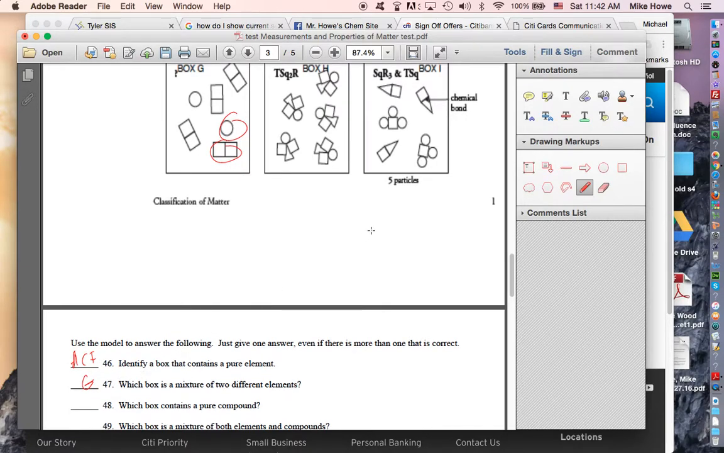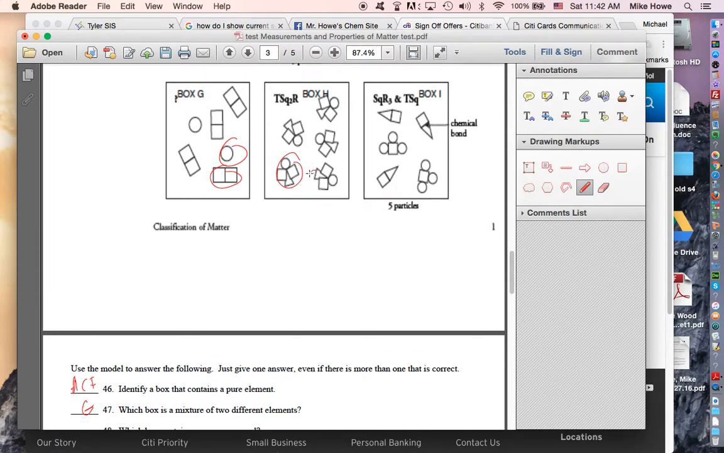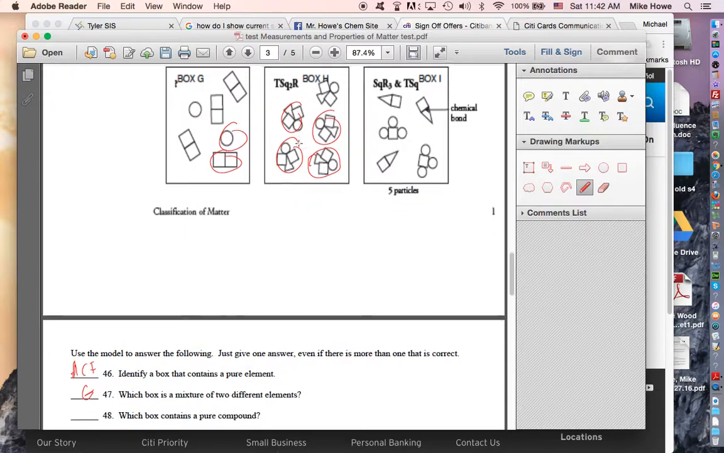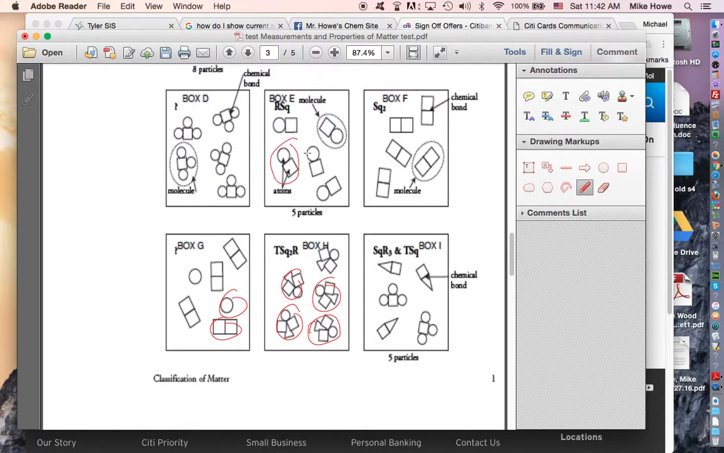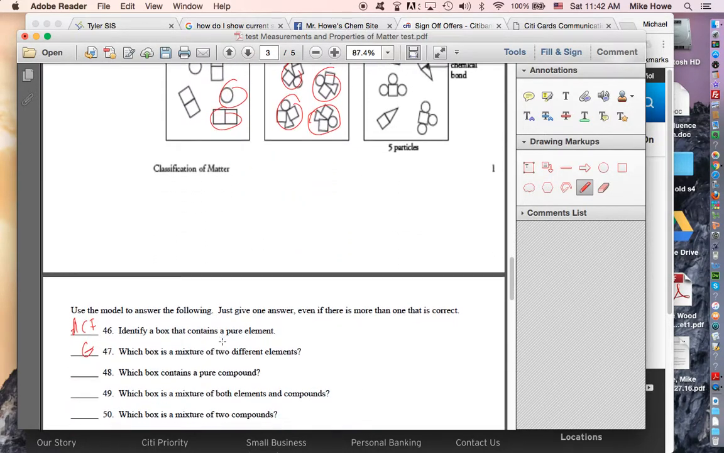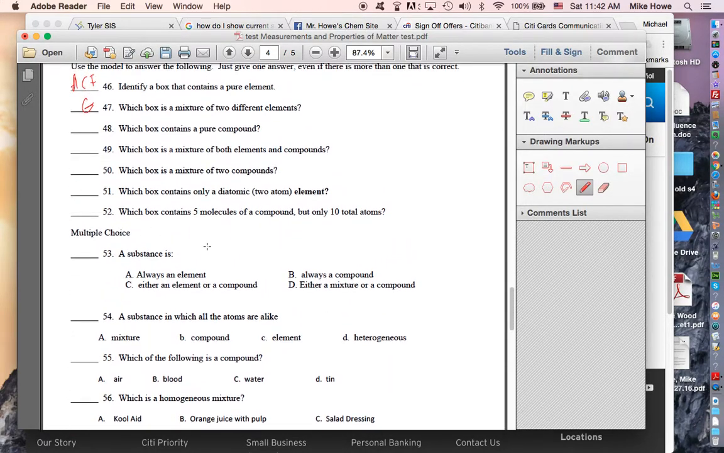A pure compound though, see this is a compound, a molecule of a compound, a molecule of a compound, a molecule of a compound. All those are just alike, so they're pure. Same thing here, it's a molecule of a different compound, but in that box everything's just alike. Same thing here. So the answer would be D, E, or H. Any of those three, D, E, H.